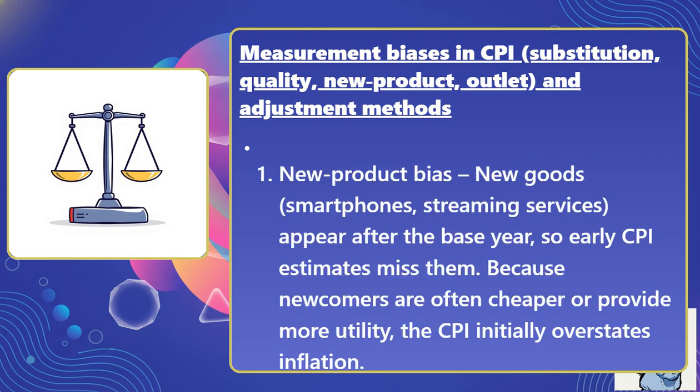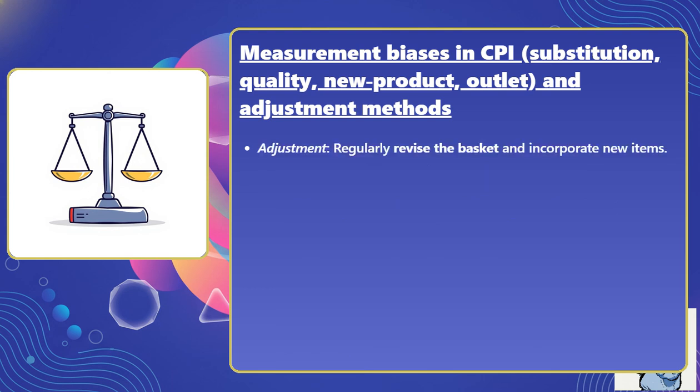New product bias. New goods, smartphones, streaming services, appear after the base year, so early CPI estimates miss them. Because newcomers are often cheaper or provide more utility, the CPI initially overstates inflation. Adjustment: regularly revise the basket and incorporate new items.